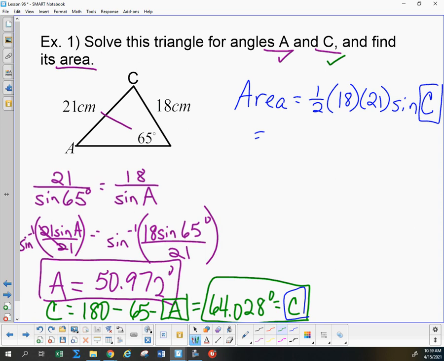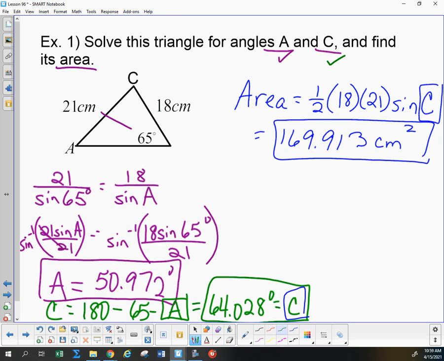We could just do 1/2 times 18 times 21 times the sine of C if you wanted to. Chloe, you have it already? 169.913. Seeing thumbs up, and this is area, so units are centimeters squared. So hopefully that was kind of a good review of putting some of those pieces together for those of you that have continued to struggle with that a little bit.